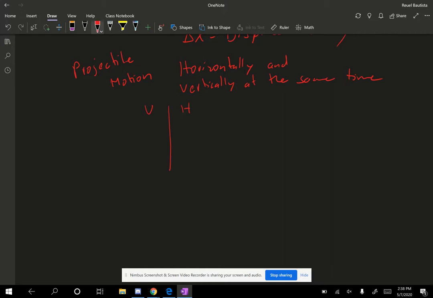Vertically, acceleration is due to gravity, so we're typically going to use the three kinematics equations. Horizontally, we're going to have no acceleration, assuming that there is no air resistance. No acceleration, so we're going to use velocity equals distance over time. Those are very, very important things.